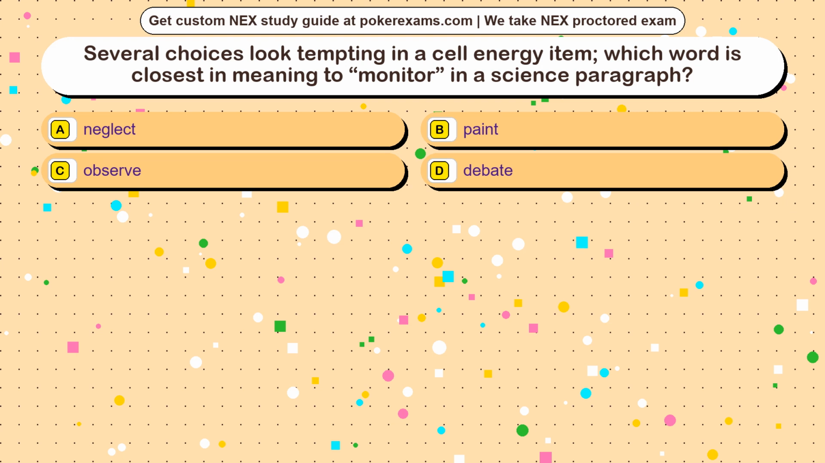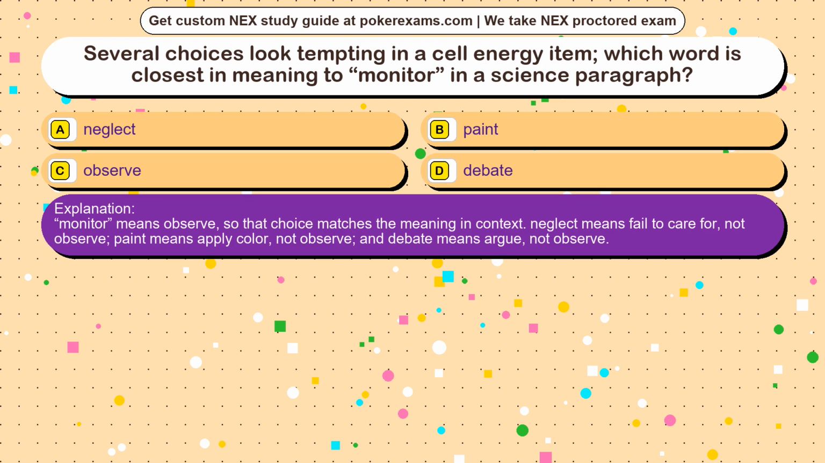The correct answer is option. Monitor means observe, so that choice matches the meaning in context. Neglect means fail to care for, not observe. Paint means apply color, not observe. And debate means argue, not observe.